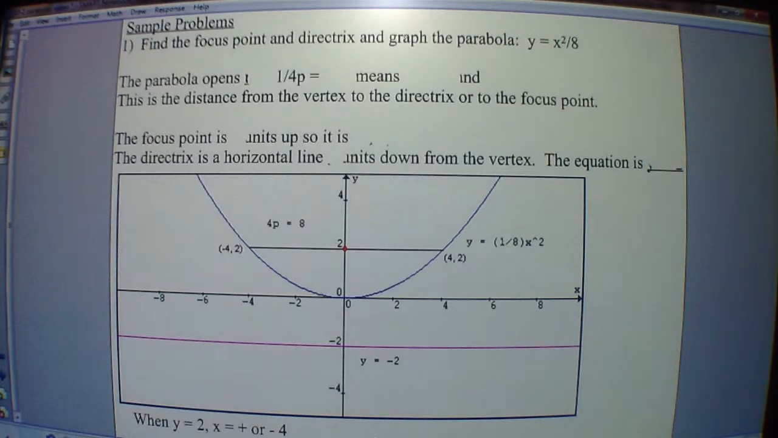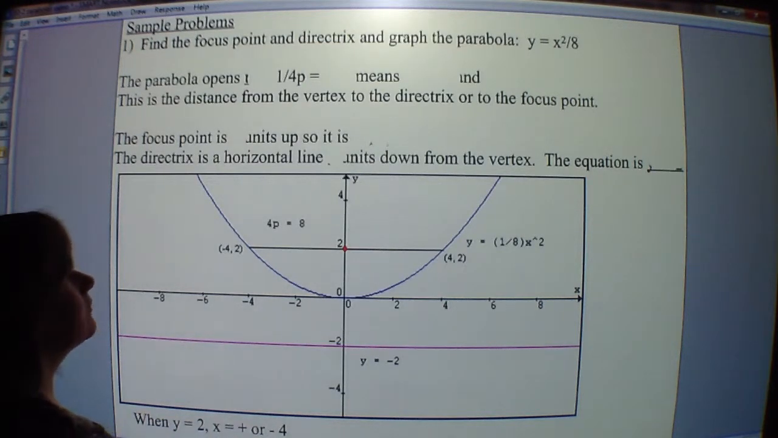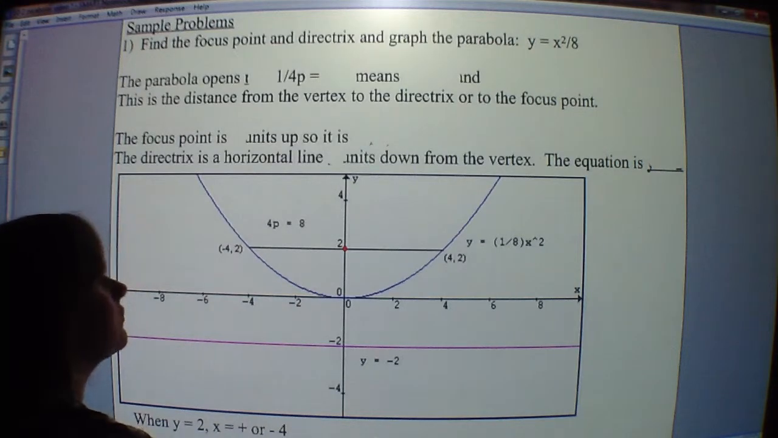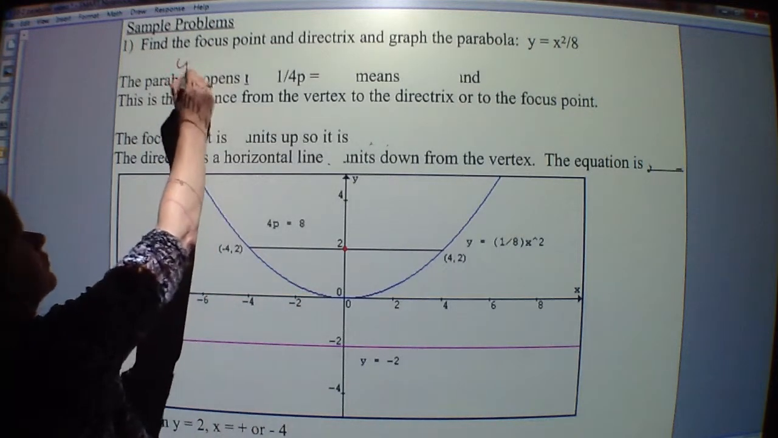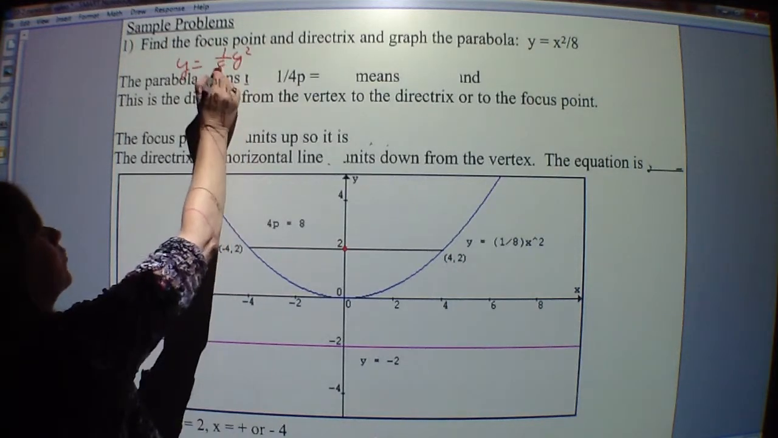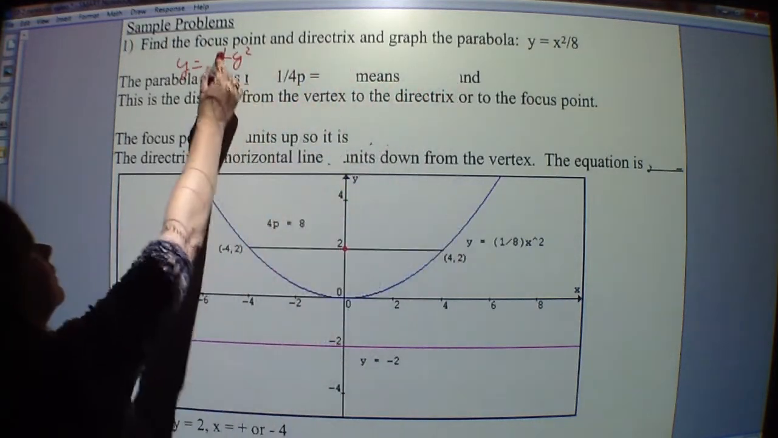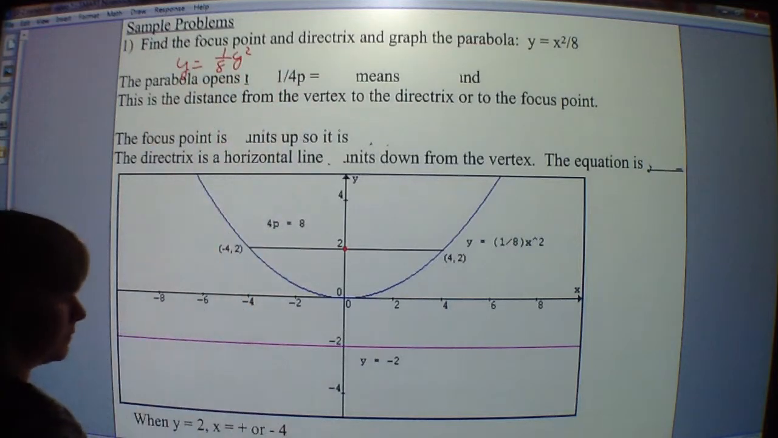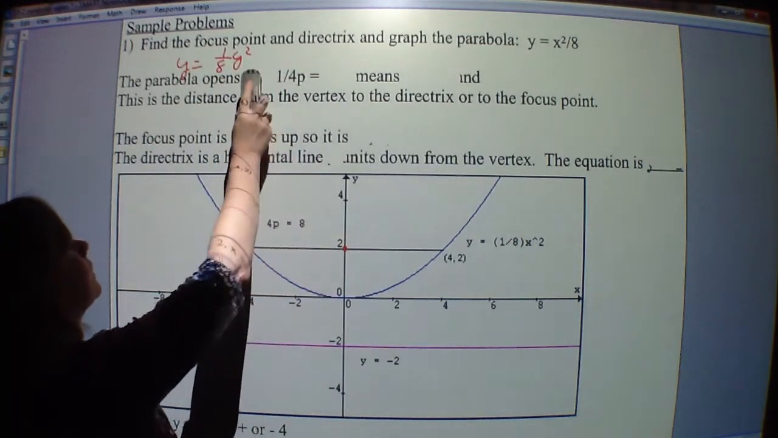Find the focus point, the directrix, and graph the parabola y equals x squared over 8. This is a parabola. y equals means it opens either up or down. Since it's positive, it opens upward. 1 over 4p is equal to 1 over 8. I hope you can see that from the equation, since it's 1/8 x squared, and 1/8 is 1 over 4p. So solve for p, and you should get 2.